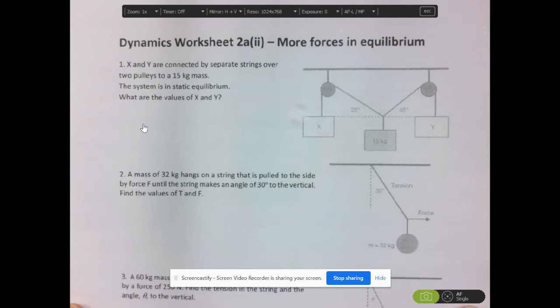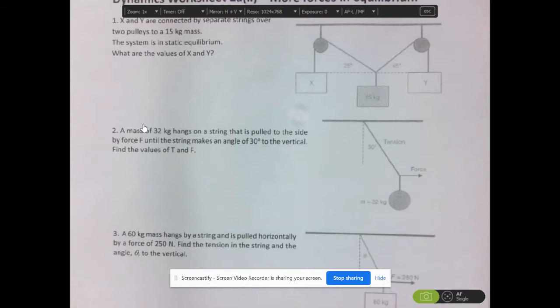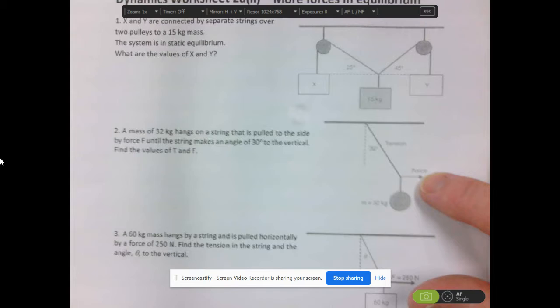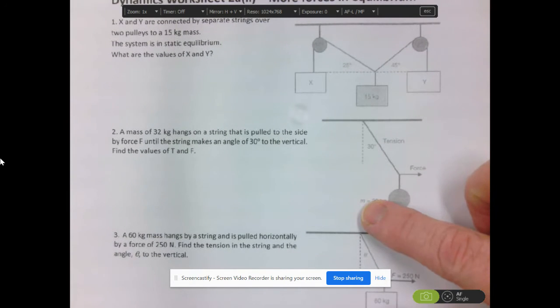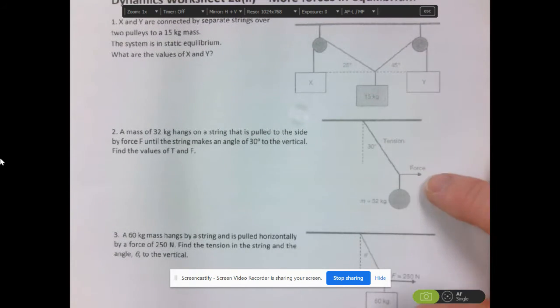Welcome. This is now question 2 of Dynamics Worksheet 2A2, More Forces in Equilibrium. So this question is: a mass of 32 kilograms is hanging by this thread until a force pulls it sideways. Normally it would hang straight down, but this force is now pulling the mass at this point, and it makes it have a 30-degree tilt. So we've got to work out the value of the tension and the force here.